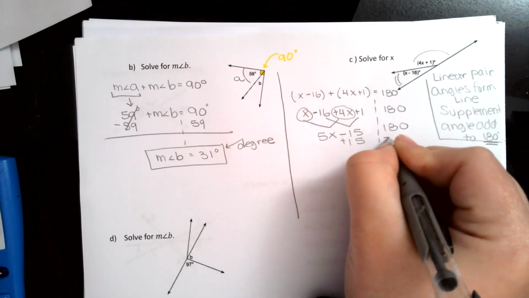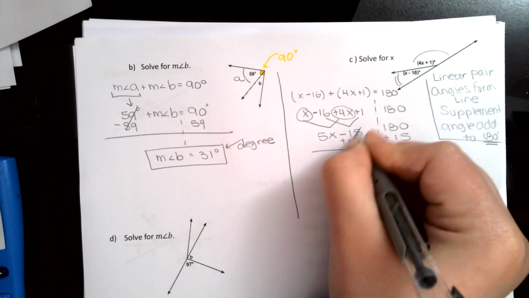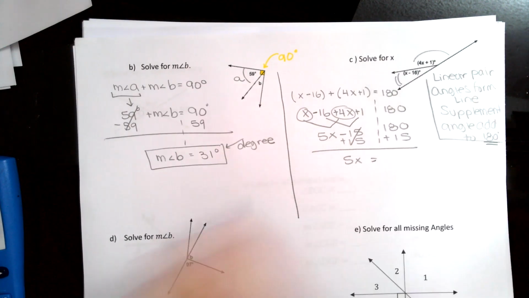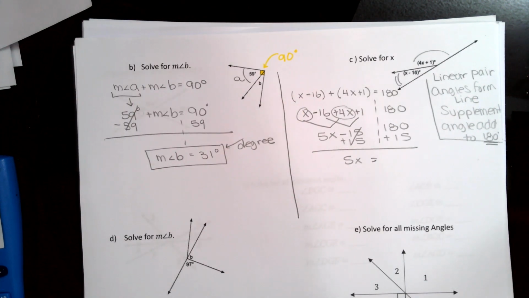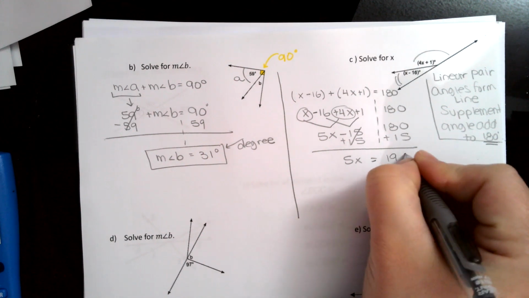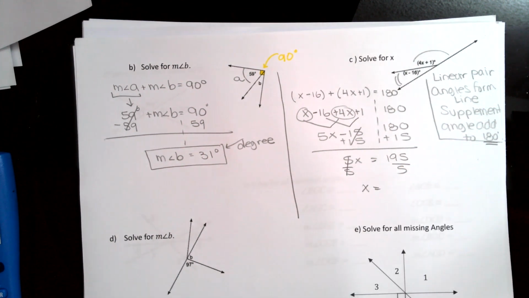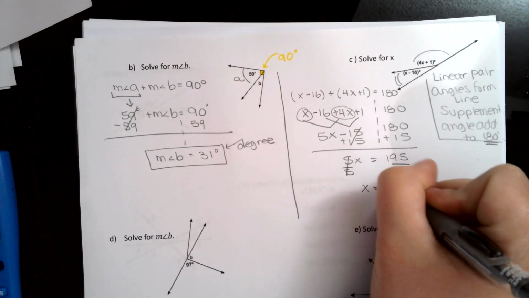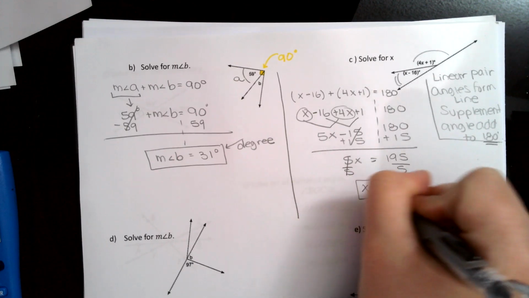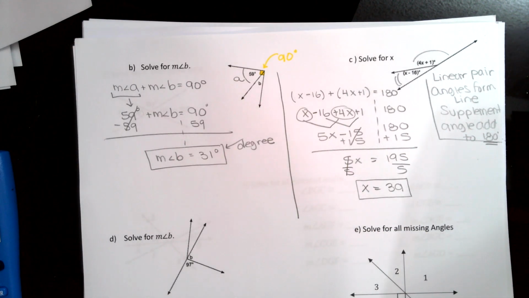Adding 15 to both sides. 5x is equal to 180 plus 15, which is 195, dividing by 5. 195 divided by 5 gives me 39. Now again, this one is solving for x, so you are not using degrees here. This is just an unknown variable.